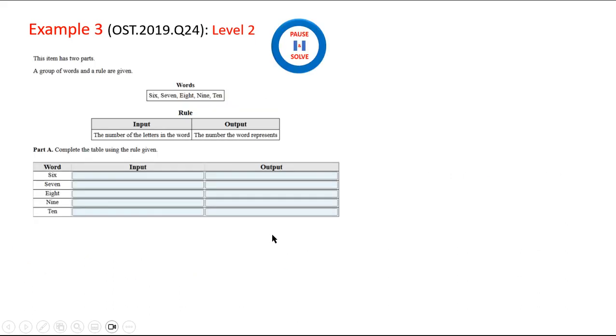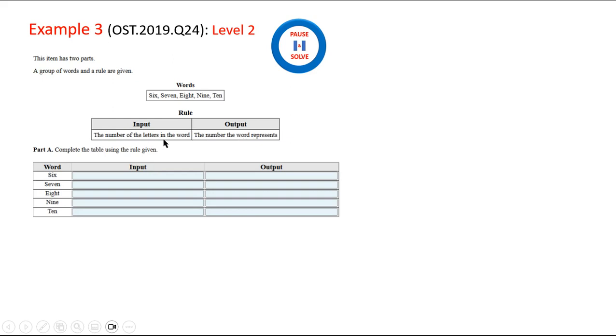Example number 3. This question has 2 parts and 2 points worth. So the first one is, this item has 2 parts. A group of words and a rule are given. These are the words, and this is the rule.